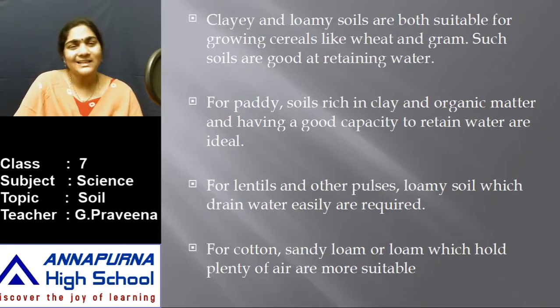This indicates that different types of crops do not require the same amount of water. Few plants require more water, whereas few plants require less water. So based on the necessity of water, different types of soils are used for growing different types of crops. Not all crops grow better in one type of soil. Different soils are good for growing different types of crops. Hope you have understood this.